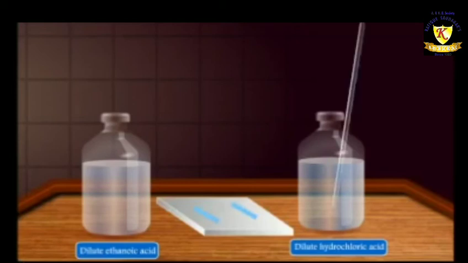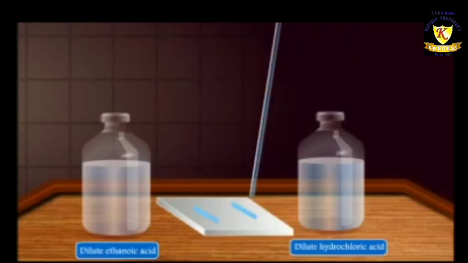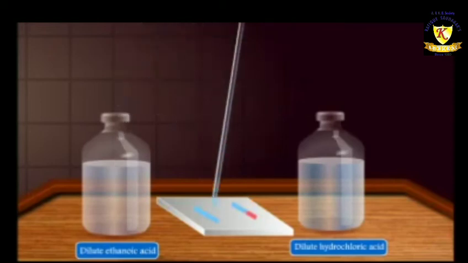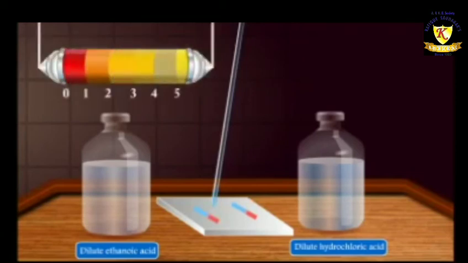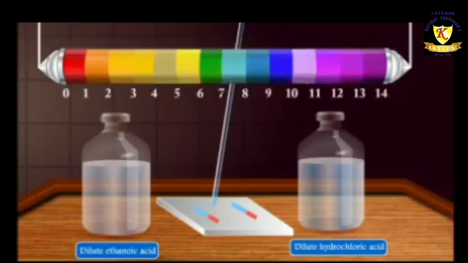Put 1 drop of dilute hydrochloric acid on one strip with the help of a glass rod. Put 1 drop of dilute ethanoic acid with the help of another glass rod on the other strip. Note the color change taken in the litmus strip. Repeat the same procedure using strips of pH paper.